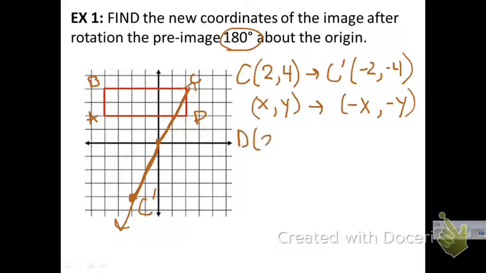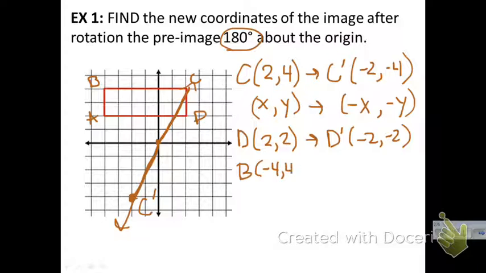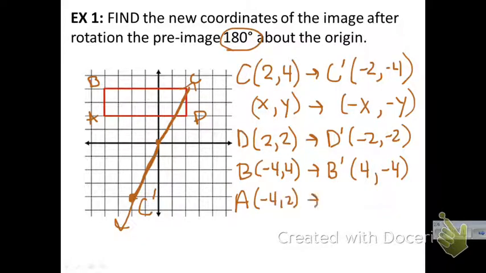D is over 2, up 2. Our D prime will then become negative 2, negative 2. B is located at back 4, up 4. So our B prime, we're going to change the sign of that negative 4 and it becomes positive 4, and our second one will be negative 4. And A is back 4, up 2, and it becomes A prime, which is, we change that negative 4 to a positive 4 and that 2 to a negative 2.